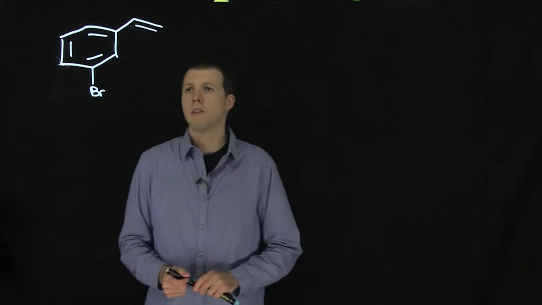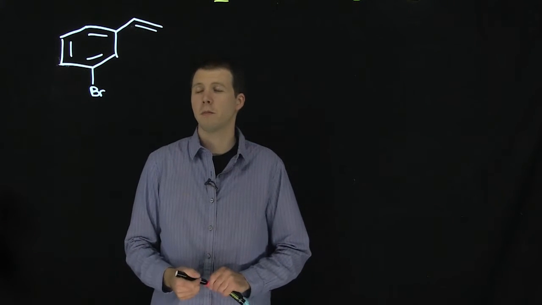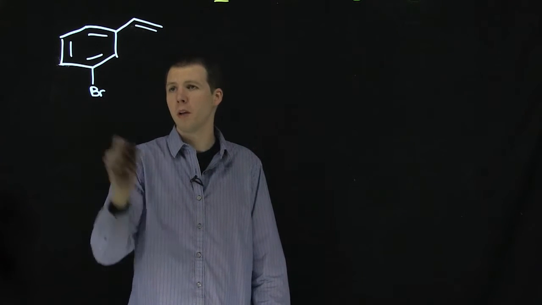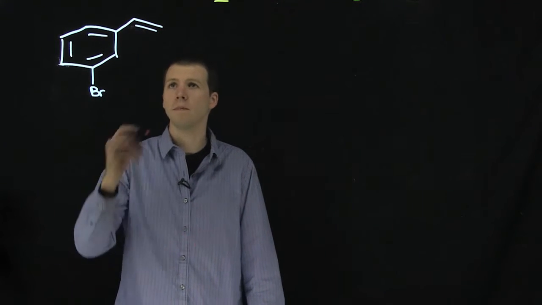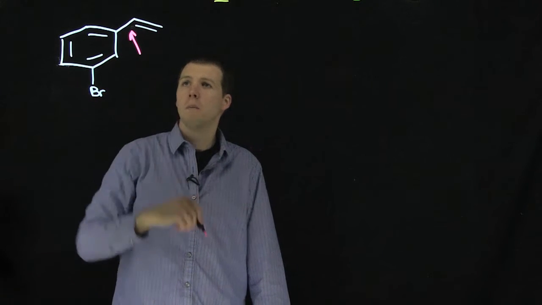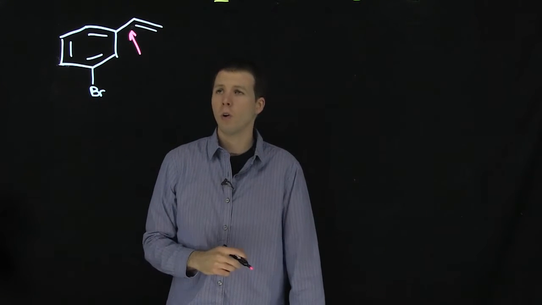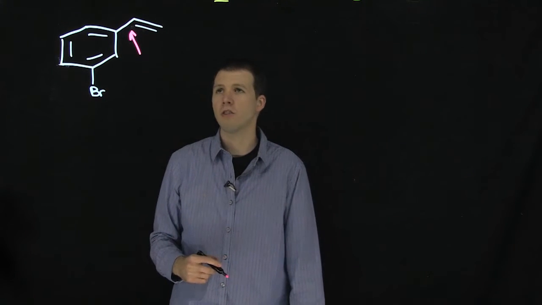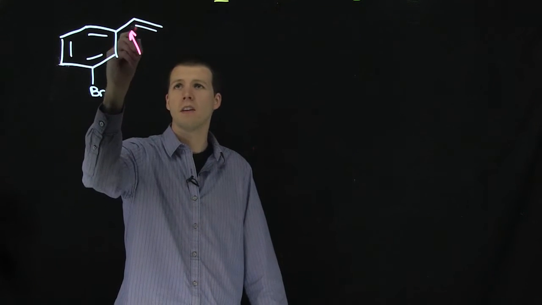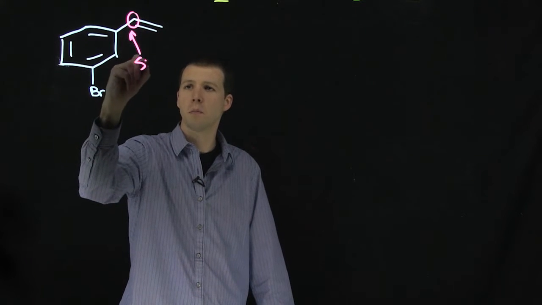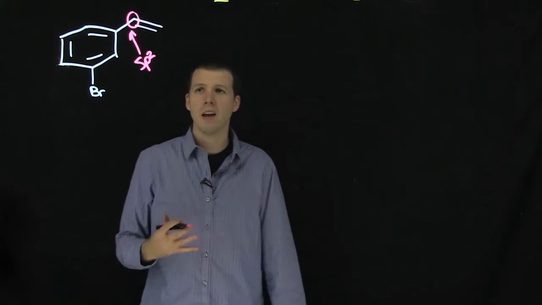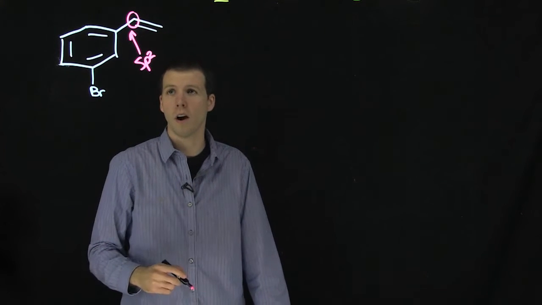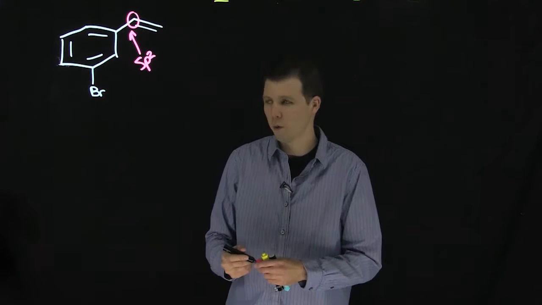In this problem, we want to synthesize this meta-disubstituted benzene. And what we note here is that we have this bromine, which we can install through a bromination. But we have this carbon-carbon bond, and we normally install those through a Friedel-Crafts alkylation or acylation. But one thing to keep in mind here is that this carbon is sp2 hybridized, and we can't do a Friedel-Crafts using an sp2 carbon chloride. So we need to have a workaround here.